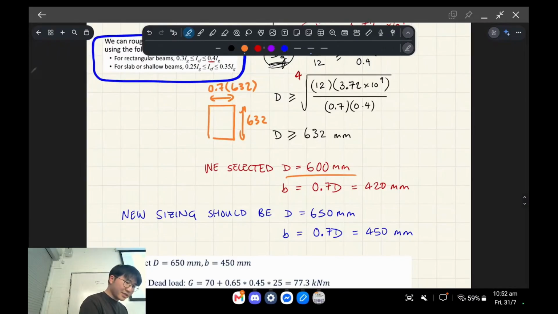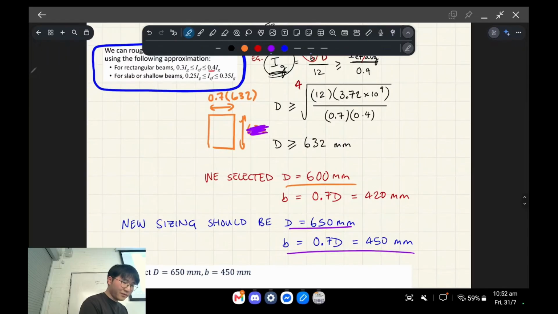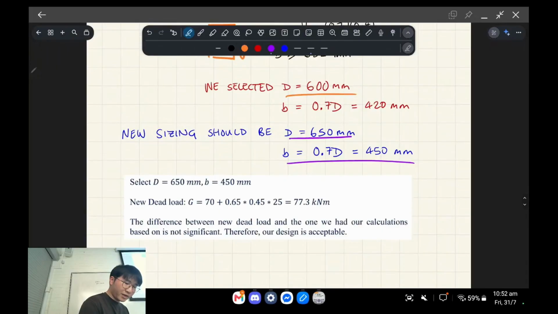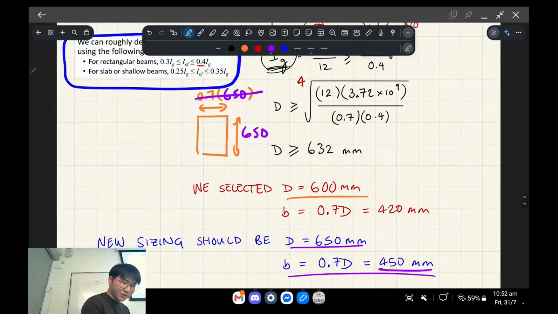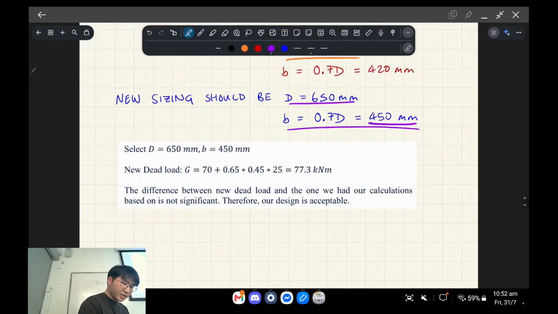So instead we need to select a new number. So we just make this beam bigger, right? So we go to 650, like so. And instead of taking that, we just set it as a fixed value of 450 for the width, okay?